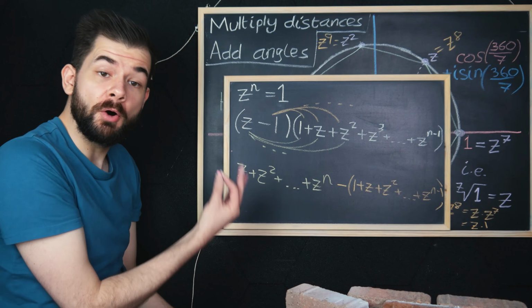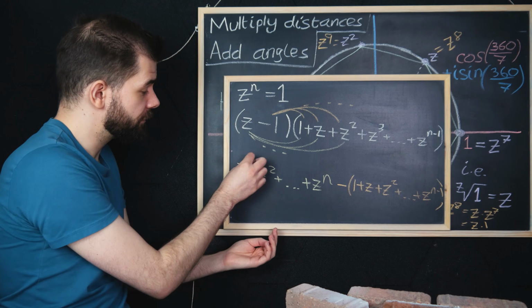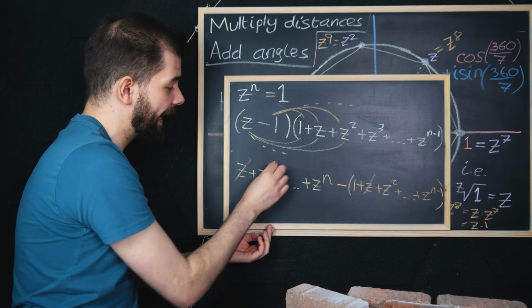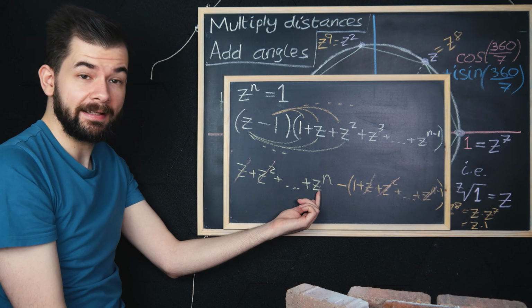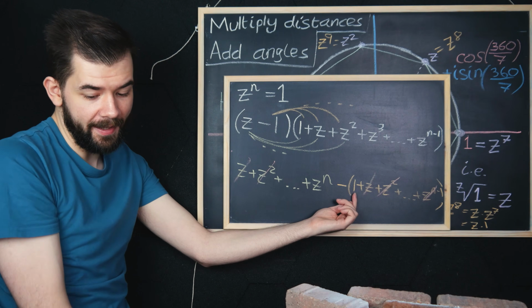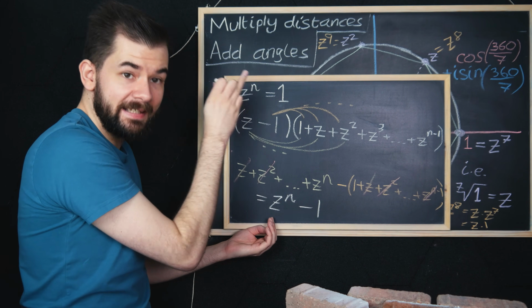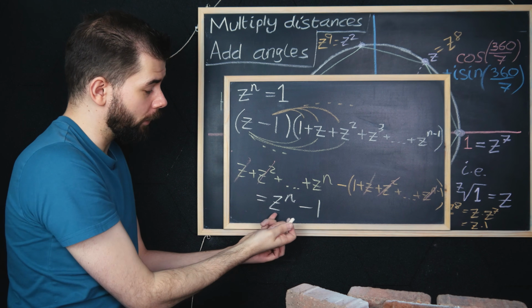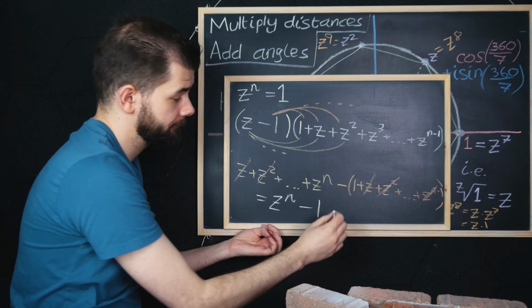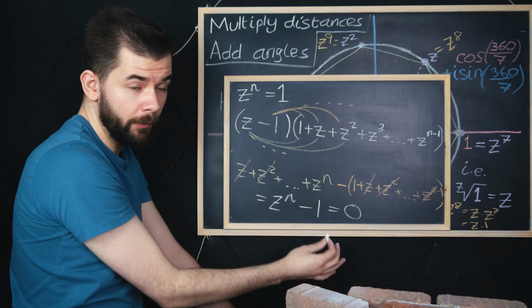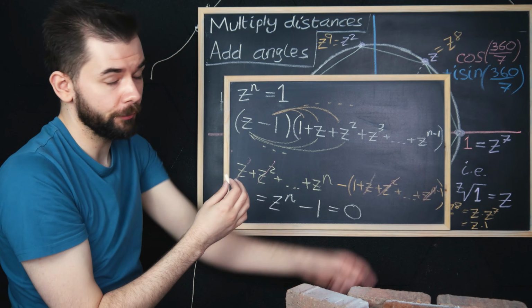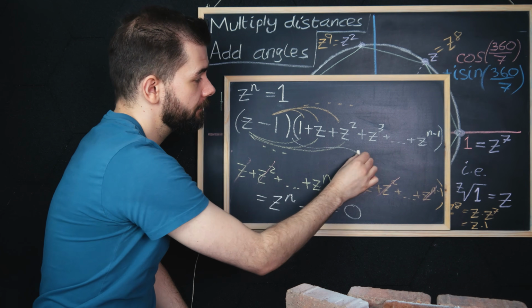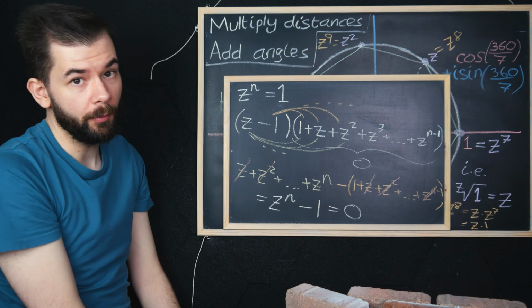Anyway, we can see that most of these terms are going to cancel, so the z will cancel with this z, and so on, and everything will die apart from the z to the n here and a minus 1 there. But because z to the nth is equal to 1, this is equal to 1 subtract 1, which is 0. So this times this equals 0, and this isn't 0 because z isn't equal to 1, it's some complex number up there. So this is 0 as required.